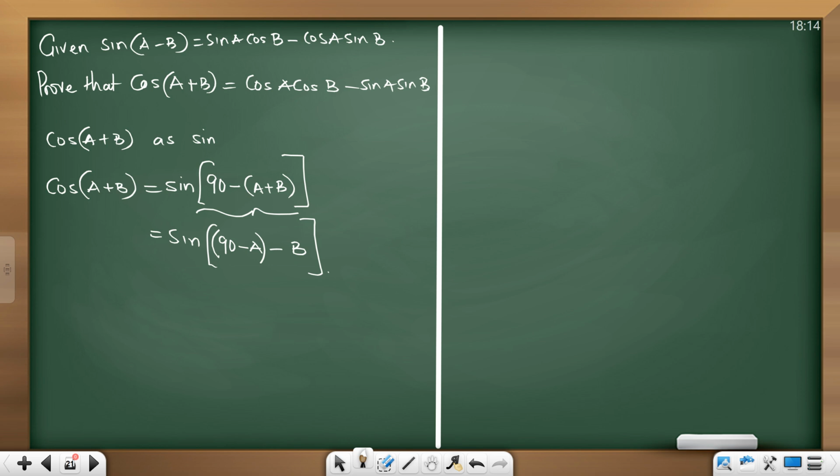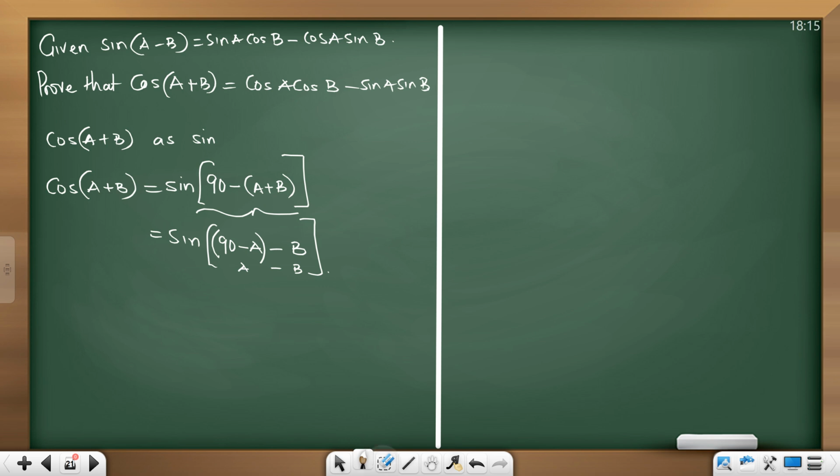I don't know if it makes sense. This has now become my A. Do you see? I have it exactly as I want it now. Sine 90 minus A goes together, and I have my minus B. Are we together? Where are you lost?